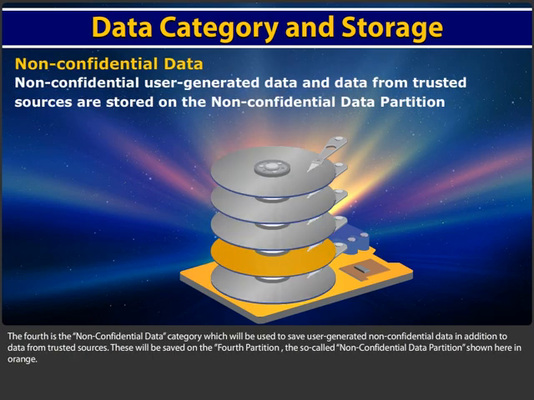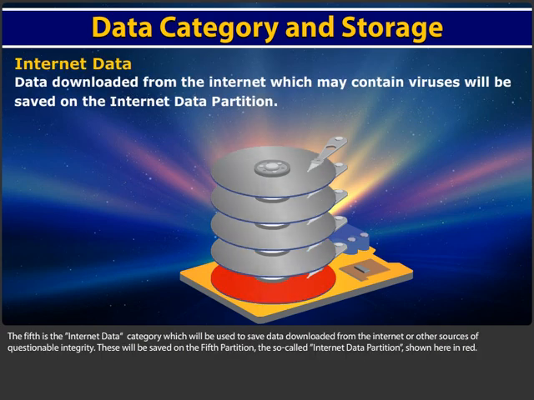The fourth is the non-confidential partition category, which will be used to save non-confidential user-generated data in addition to data from trusted sources. This will be saved on the fourth partition, the so-called non-confidential data partition, shown here in orange. The fifth is the Internet data category, which will be used to save data downloaded from the Internet or other sources of questionable integrity. This will be saved on the fifth partition, the so-called Internet data partition, shown here in red.